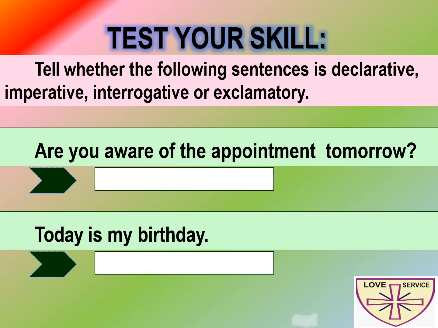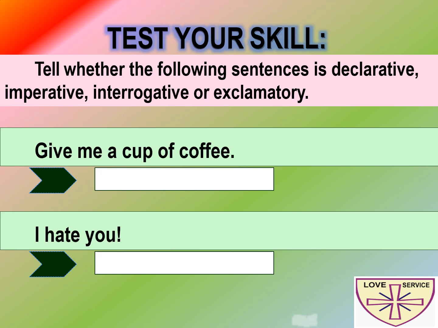So we come to the end of the lesson, types of sentence. Here I have a few questions to test your skills. Tell whether the following sentences are declarative, imperative, interrogative or exclamatory. So the first one, are you aware of the appointment tomorrow? Second one, today is my birthday. Third one, give me a cup of coffee. Fourth one, I hate you.